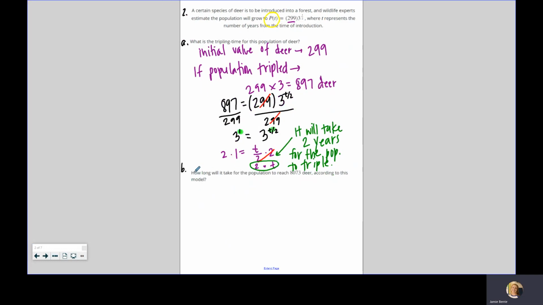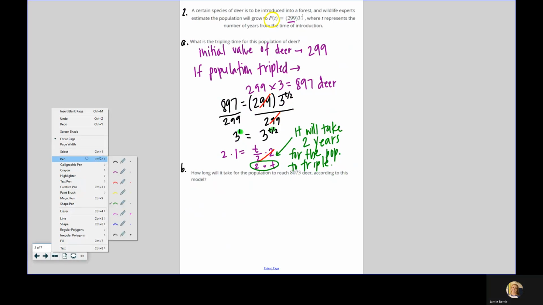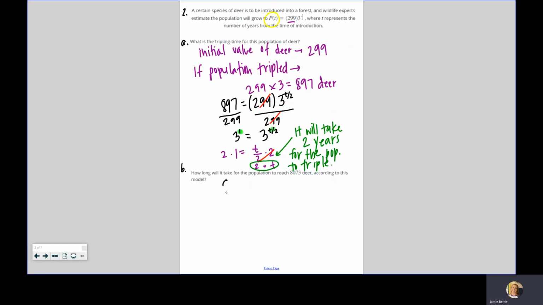All right, now we have a part B. It says, how long will it take for the population to reach 8,073 deer according to this model? So that's a lot more than our original value. Our original value of deer was just 299. But we're going to use this same idea. We're just replacing P of T, which is the current population, with 8,073.